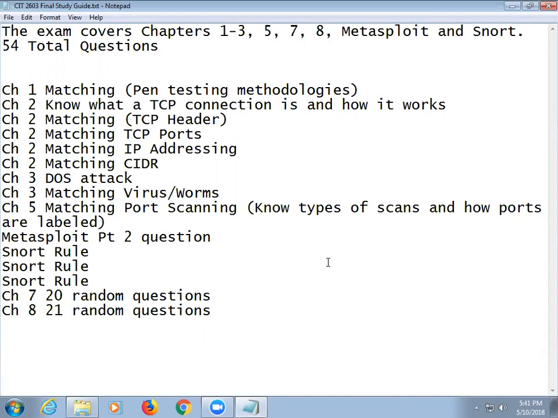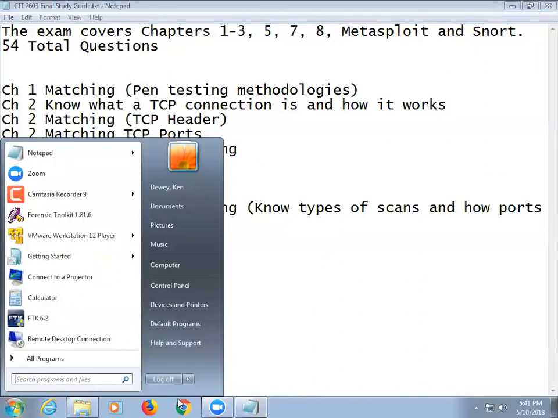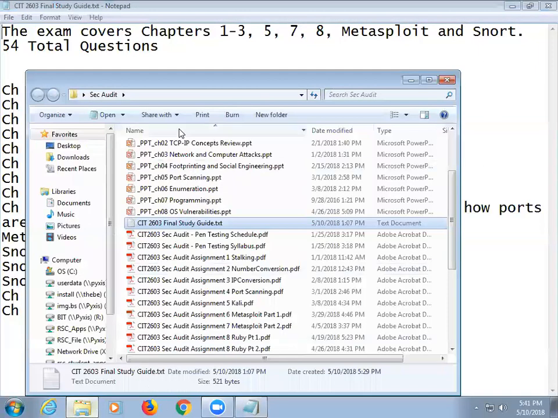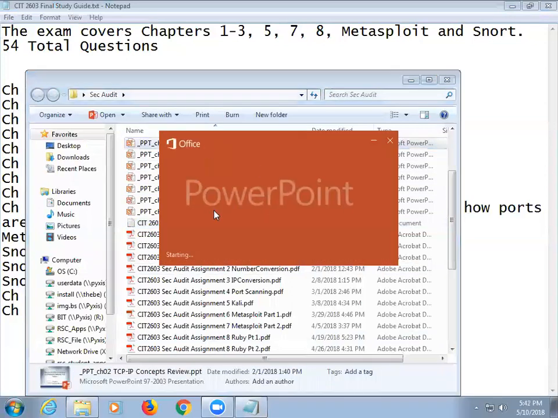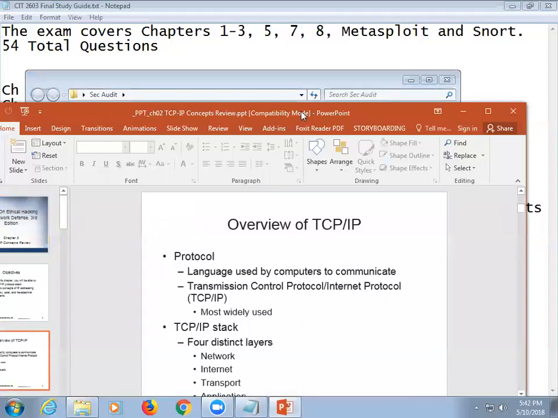Y'all know what a TCP connection is? What's it called? Three-way handshake. If you know what that is, you're going to get that one correct. It's easy enough. Let me bring up a slide here. Let me bring up this one. Okay.